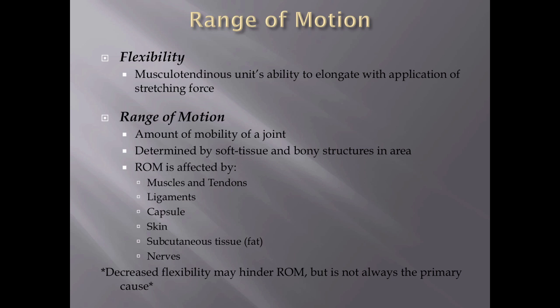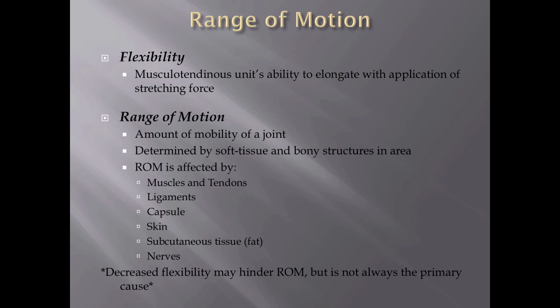And then lastly, nerves. So a nerve has the ability to move and glide as our body moves, as a joint moves, and if that nerve becomes tight and less mobile, think of the elbow and the ulnar nerve. That ulnar nerve can scar down, which will limit or hinder your ability to flex your elbow. So decreased flexibility may hinder your range of motion, but it's not always the primary cause.